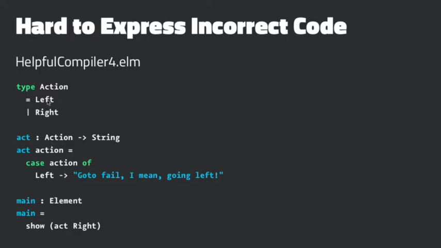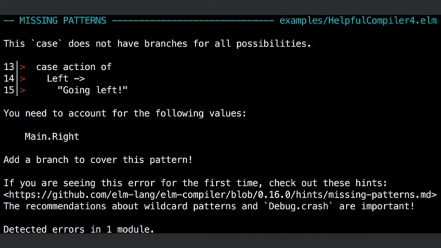So this one, again, basically, you're doing a case statement, and I'm switching a case on left, but I haven't dealt with right, and I'm passing in right. And this would potentially cause a nasty error. Luckily, the compiler spots this and goes, oh, you forgot to deal with this case. So it actually tells you when you've missed a case.